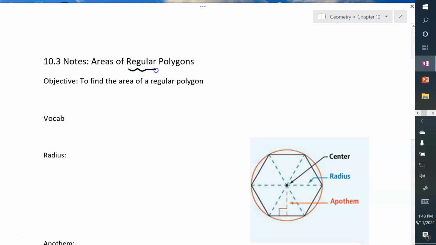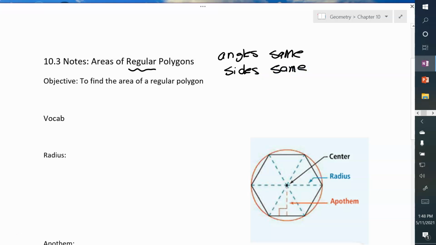Keep in mind that these are all going to be regular polygons. Our objective is to find the area of a regular polygon. As you may recall from chapter 6, regular polygon means all the angles are the same and all the sides are the same. So angles same and sides same.